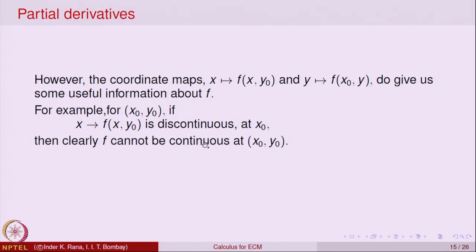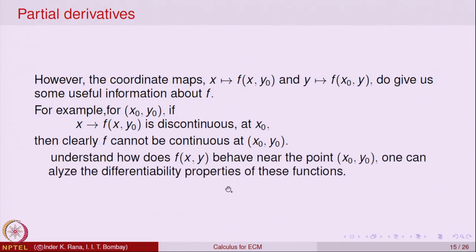So, this is the kind of information that is useful: if a function is not continuous, one can prove these things rigorously. We are not going to do that, but I am just trying to give you an illustration that fixing one variable at a time does give you some information, if not about continuity, then about discontinuity. Namely, if a function of two variables, when one variable is fixed at a point say y naught, is discontinuous, then it cannot be continuous at a point x naught, y naught, and so on.